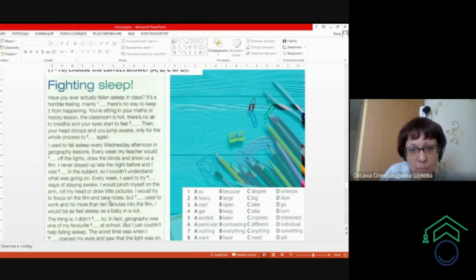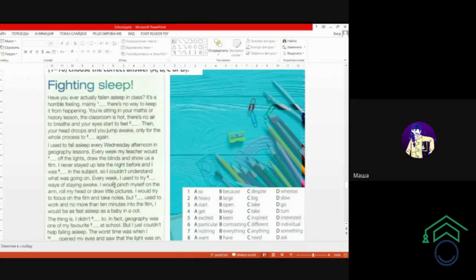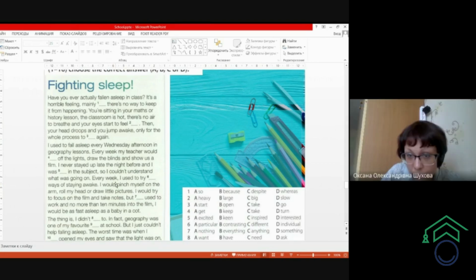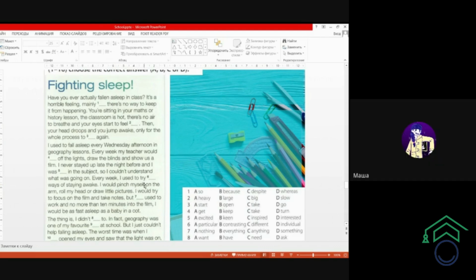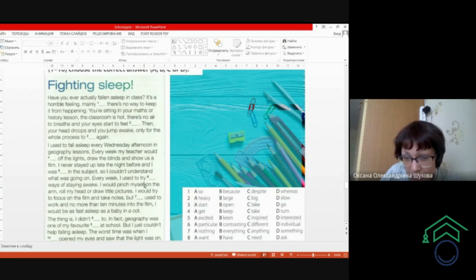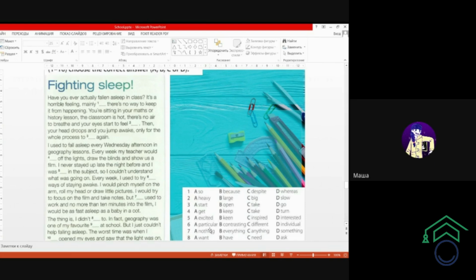Okay, continue. Every week I used to try different ways of staying awake. So different ways, it's variant which one? Can you name the letter? C. So C, right? Different ways. Okay, so can you just think about the difference between particular, so individual, contrasting? What do these words mean? Particular is like specific.